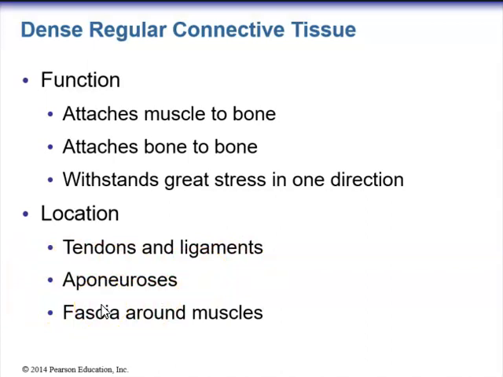Aponeuroses are a type of fascia that can connect two muscles. One example that I usually give is the aponeurosis in the skull that will connect the frontalis muscle located in the front part of the head and the occipitalis muscle, which is located in the back of the head. You have this fascia that connects the two muscles.